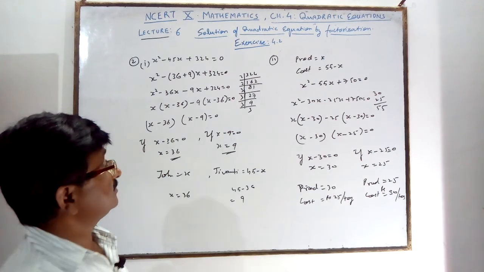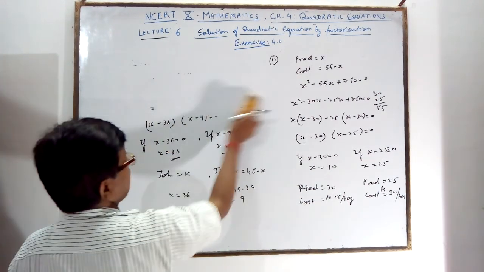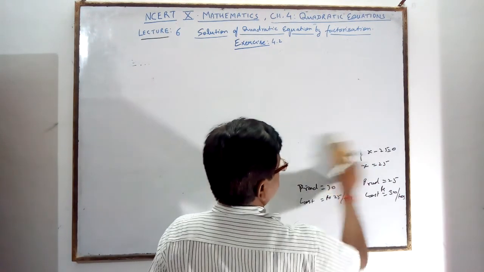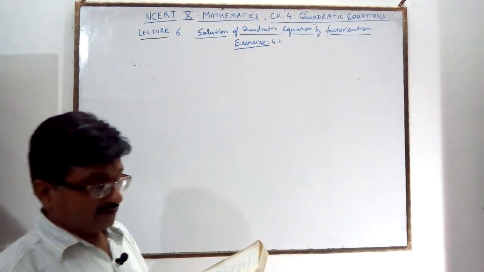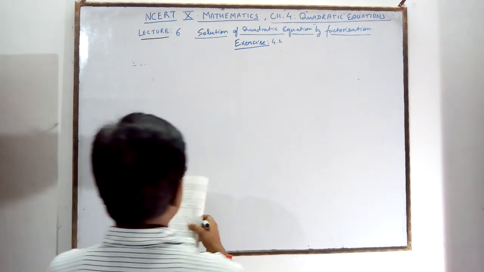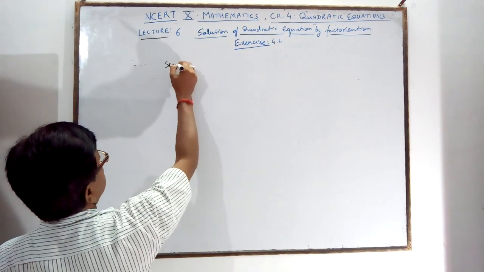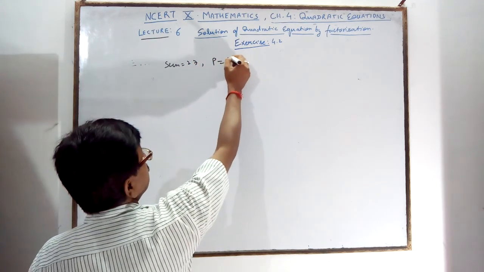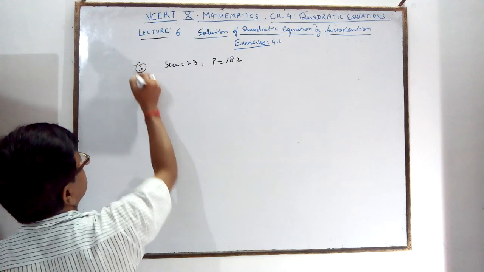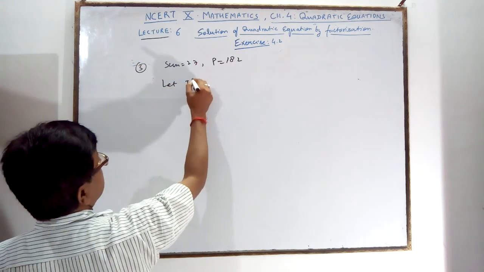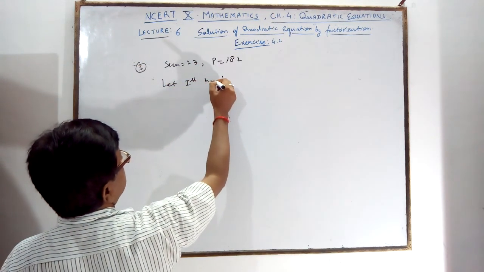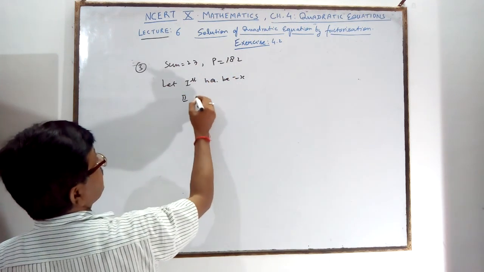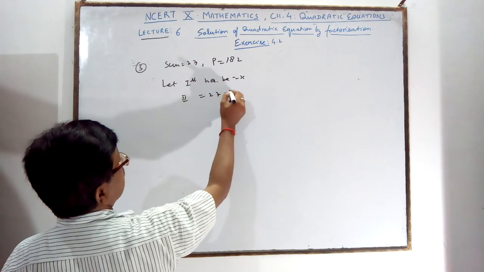Question number 3. Now we will see question number 3 of this exercise. Given: find the two numbers whose sum is 27 and product is 182. Sum 27 and product is given 182. Let the first number be x, then the second number will be 27 minus x.